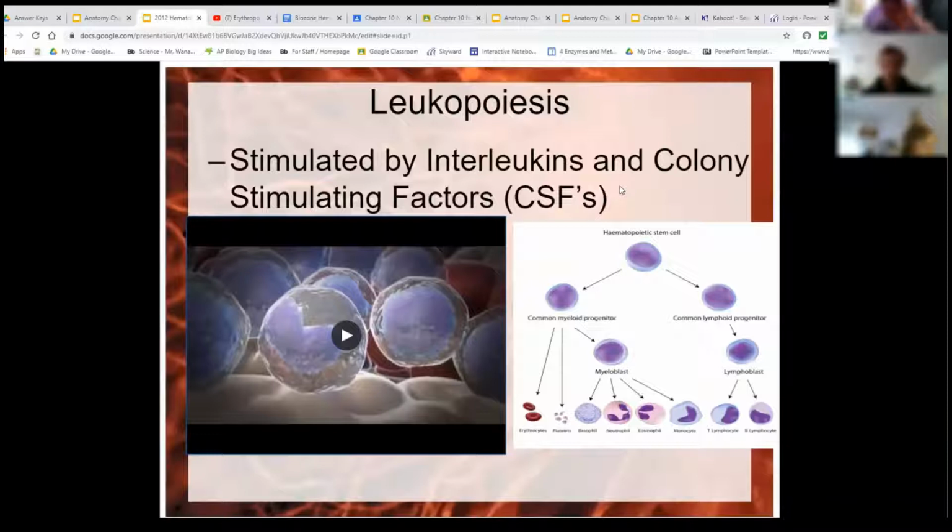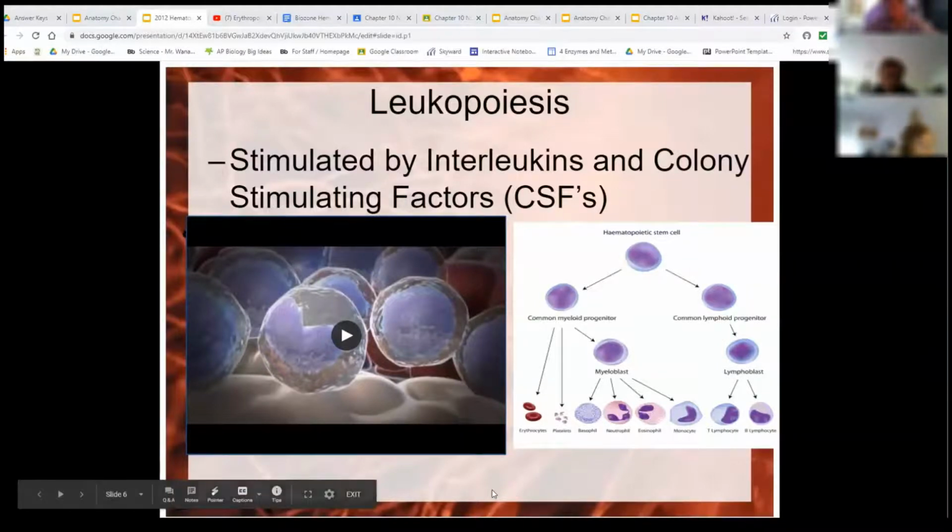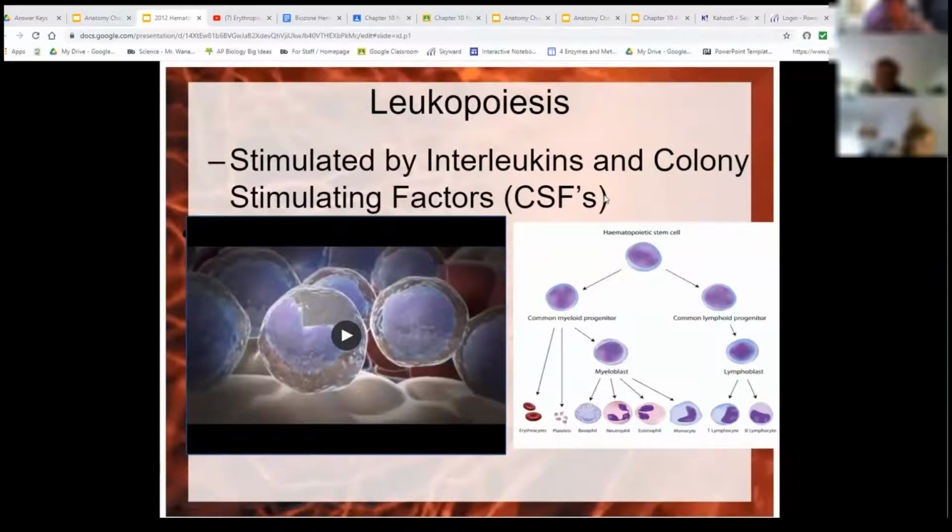There are two chemicals, interleukins and colony-stimulating factors. These are proteins that turn on genes in that stem cell that tell it to become the different types of white blood cells. Depending on the type of infection, our body will send signals that we need certain types of white blood cells, right? So it'll release a different interleukin or colony-stimulating factor to turn on that particular gene.